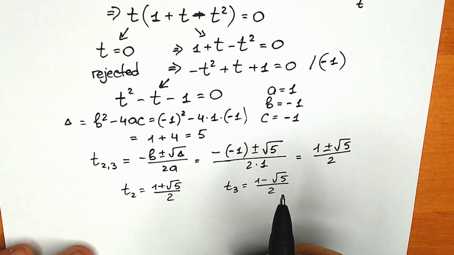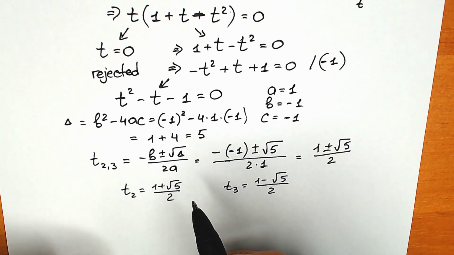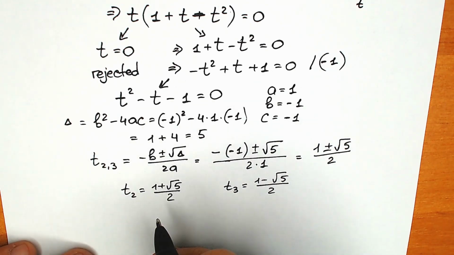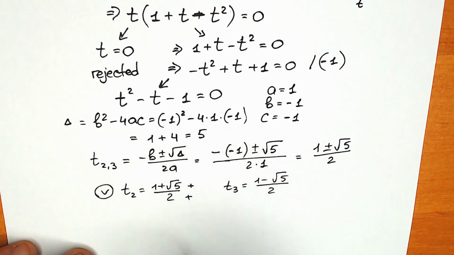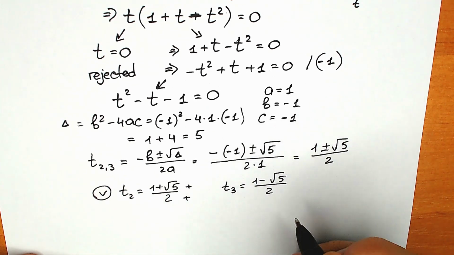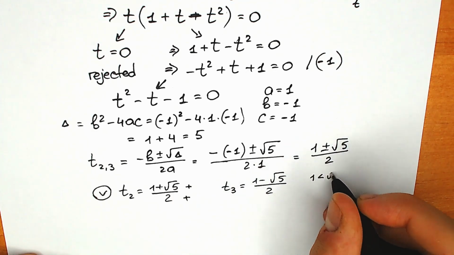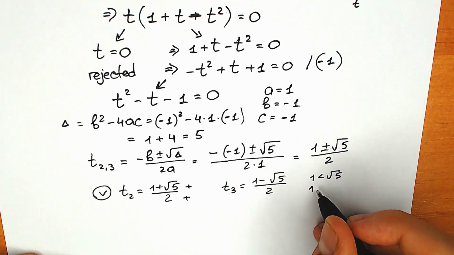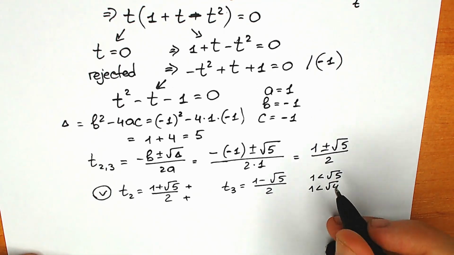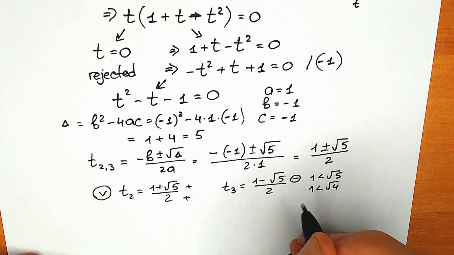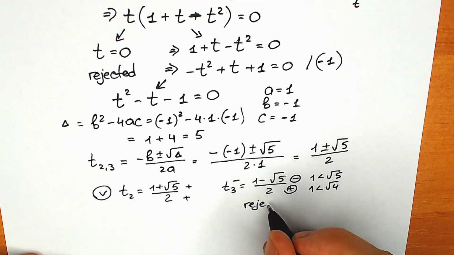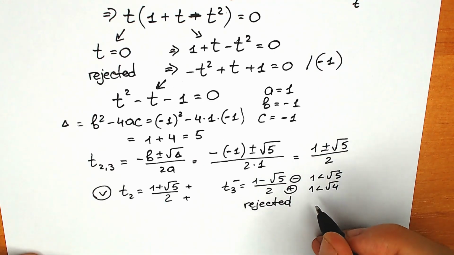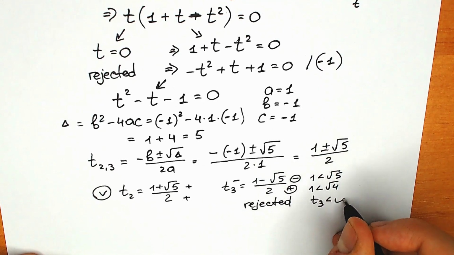But let's find out what the sign is, which of these roots are positive or negative. T second, 1 plus square root of 5 is positive, and 2 is positive, so this root is great for us because we're interested only in positive roots. T third, 1 minus square root of 5. Of course, 1 is less than square root of 5, because 1 is less than square root of 4. If you're comparing, we can easily find out that this expression is negative. This expression is positive, but this t third is negative, so we reject this t third, because t third is less than 0.